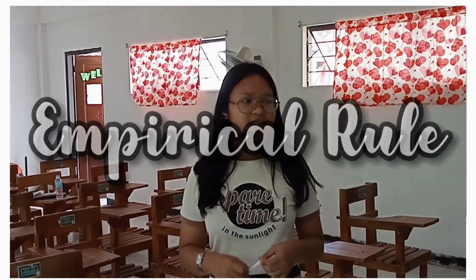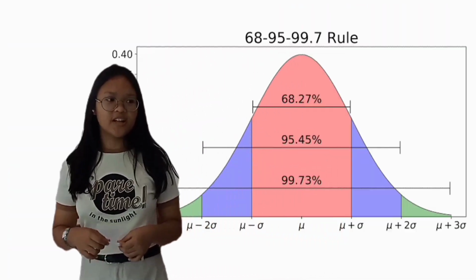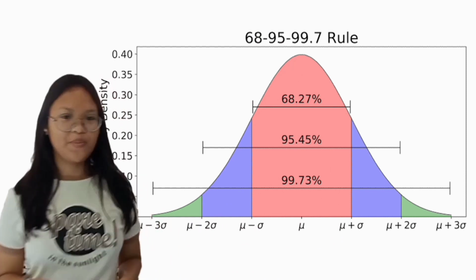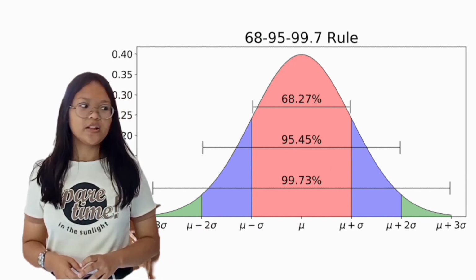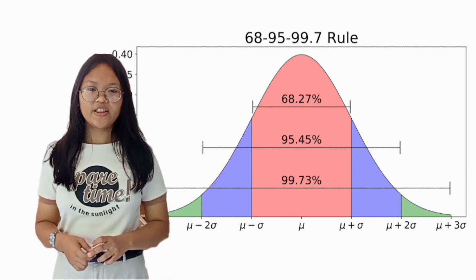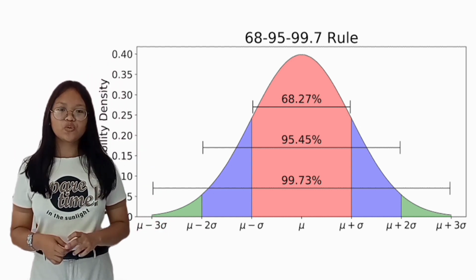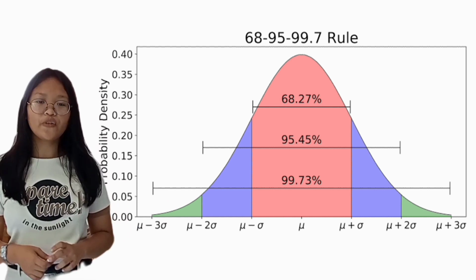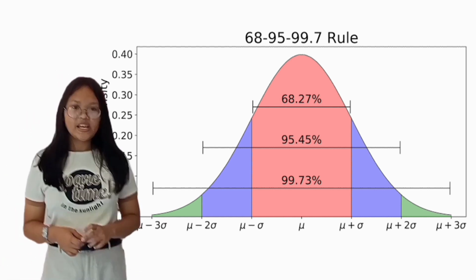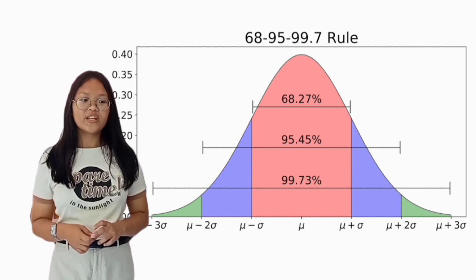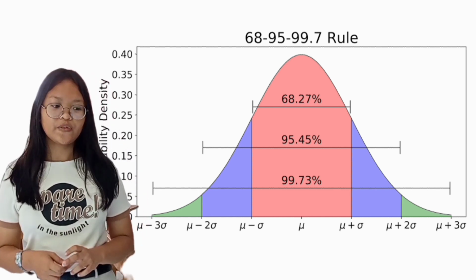Another important property of normal distribution is the empirical rule, also known as the 68-95-99.7 rule. This rule states that for any normal distribution, approximately 68.3% of the data falls within one standard deviation of the mean, 95.4% falls within two standard deviations of the mean, and 99.7% of the data falls within three standard deviations of the mean.